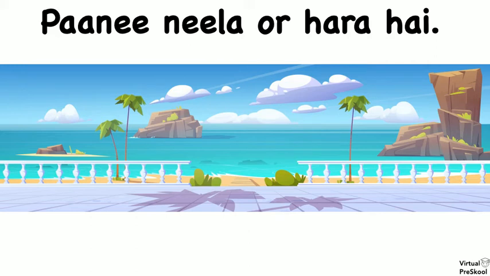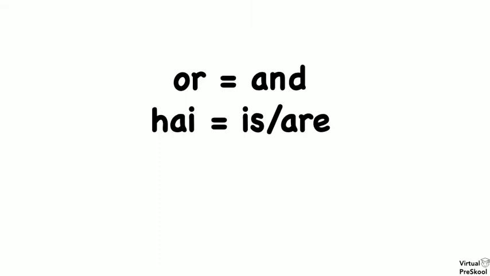So how do we put it together to say the water is blue and green in Hindi? We say Paanee, neela aur hara hai. Paanee, neela aur hara hai. And so the new words that we added that you're just learning are the words aur and hai. Now the word hai you've heard many, many times, but let's talk about what these 2 new words mean. Aur is how we say and in Hindi.